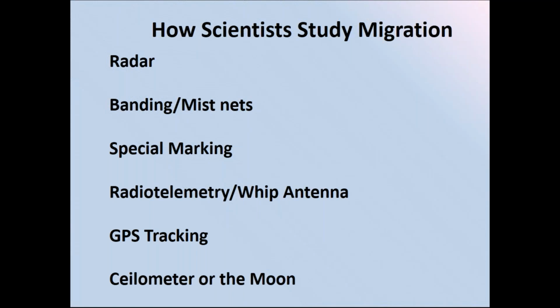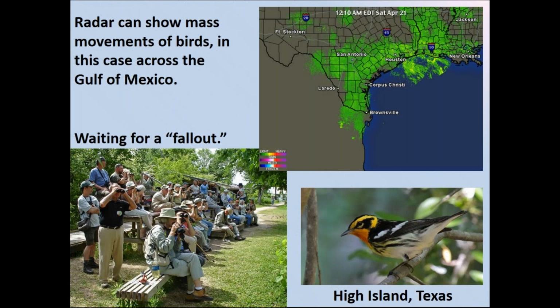Lots of different ways to study migrant birds: radar, mist nets, special marking, radio telemetry, GPS tracking, and ceilometers. Here's some radar showing you what's called a fallout over the Texas coast. You see that green blob? Well, those are all masses of birds that have just crossed the Gulf of Mexico all night, and they pitch in to the nearest piece of woods they can find, and they're dead tired when they get there. And so there's a place called High Island, Texas. It's kind of famous for one of these fallouts.